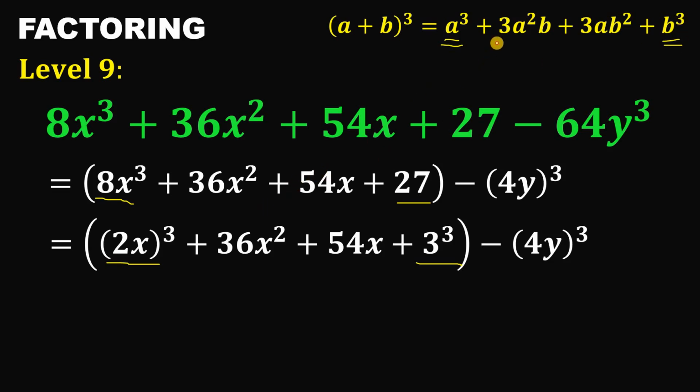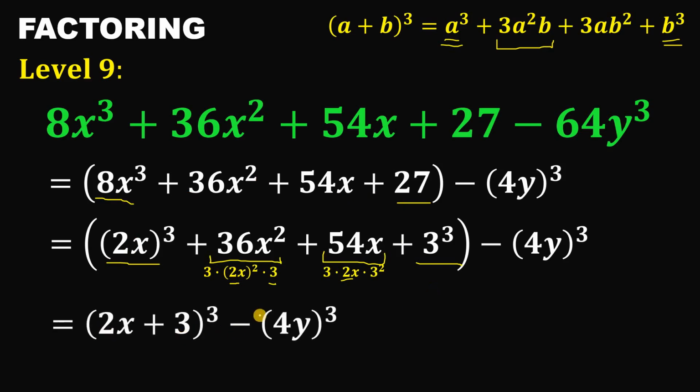Now, notice, if the first term is 2x and the second term is 3, we can rewrite this 36 as 3 times 2x squared times 3, which is 2x is the first term and 3 is the second term. Also, 54, we can rewrite this as 3 times 2x, the first term, times 3 squared, which is the second term. Therefore, 8x cubed plus 36x squared plus 54x plus 27, we can factor this out nicely as 2x plus 3 raised to the power of 3.